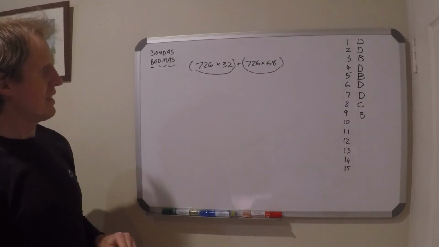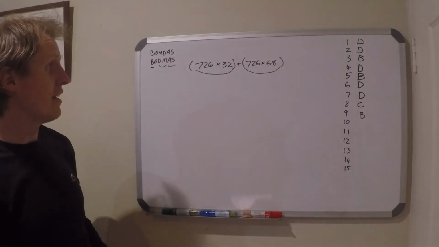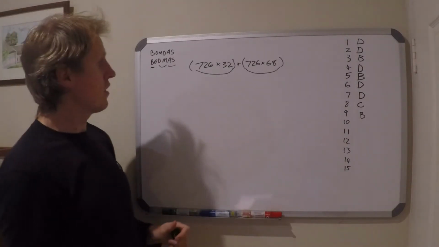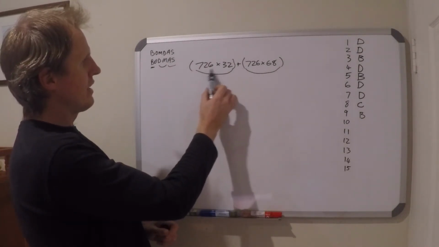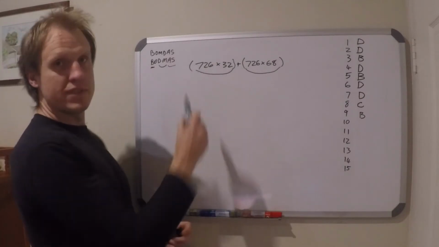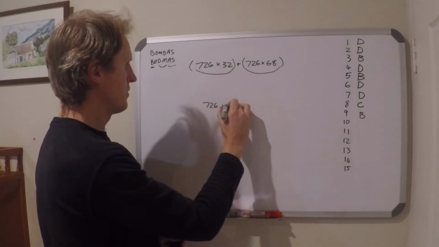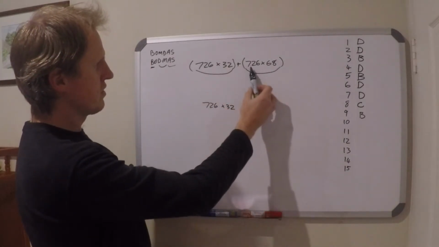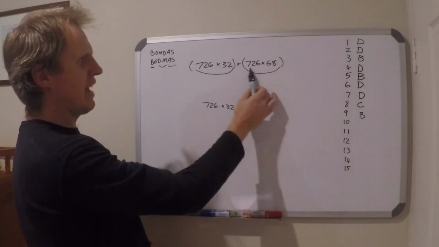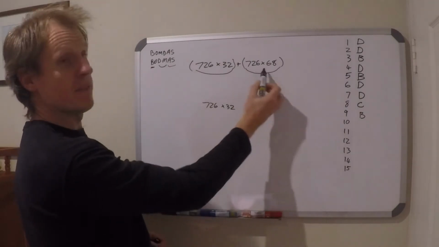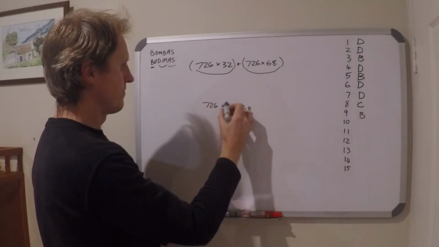Okay, and now obviously we can calculate these two parts and then add them together. However, I'm going to suggest let's not do that. Let's think about this in a different way. What we are saying is that we've got 32 groups of 726. So it's 726 times 32. But we've also got 726 times 68. So there's 68 more groups of 726. So let's add that.